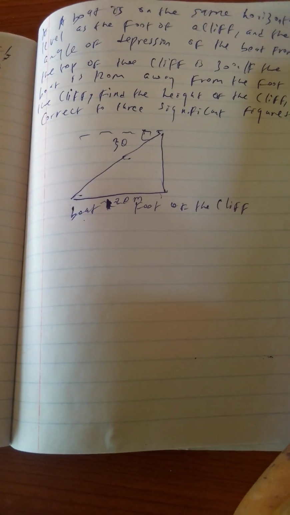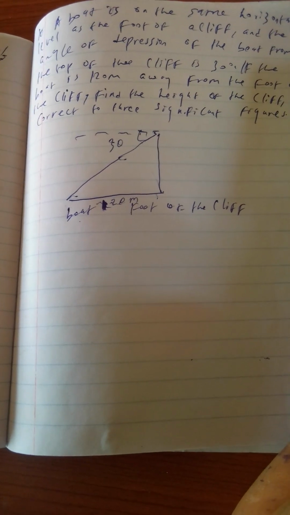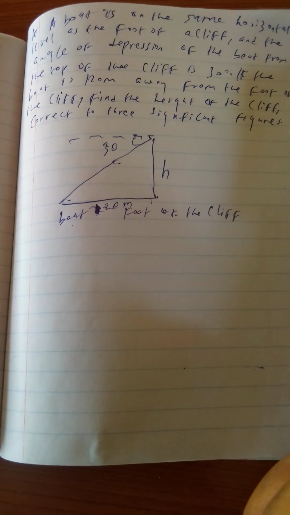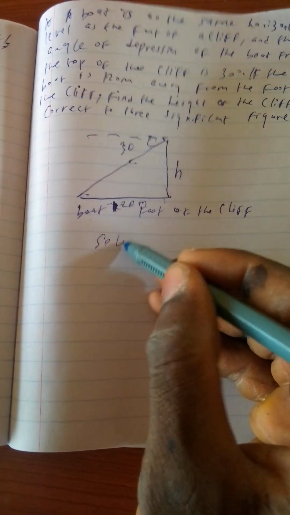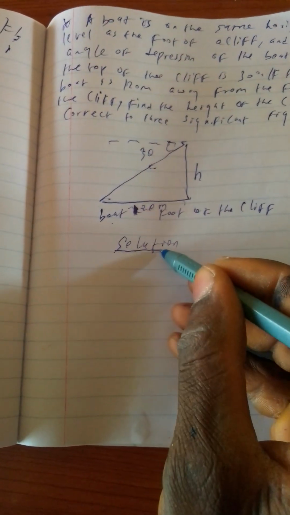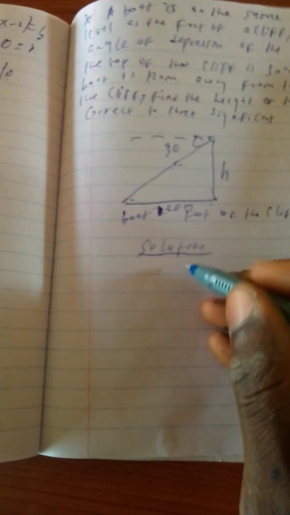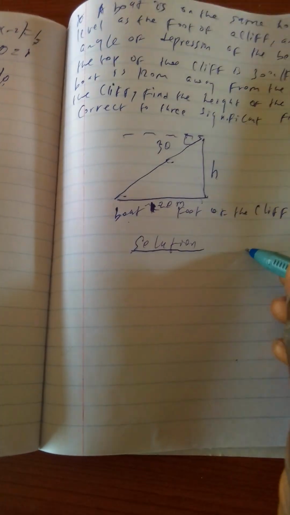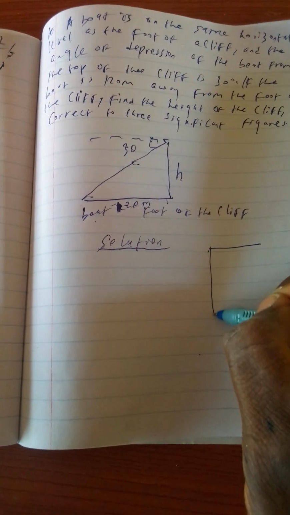Okay, find the height of the cliff, h. Find the height of the cliff correct to three significant figures. Okay, solution now. You can have our angle also in this form.